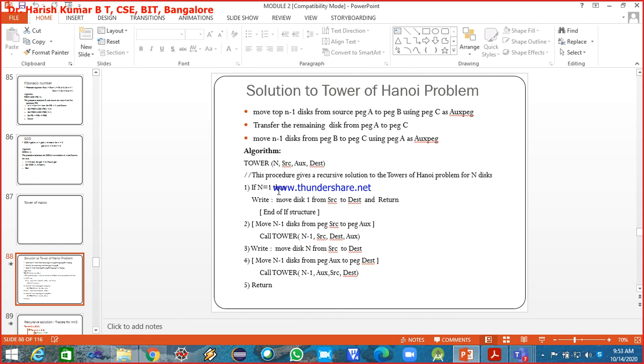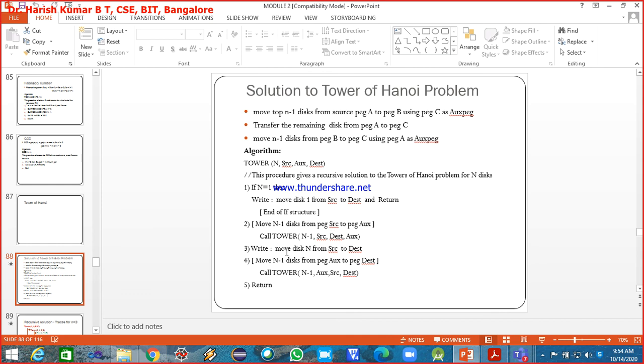So if n is not 1, move n minus 1 disks from the source peg to the auxiliary peg, from A to B, using the destination as temporary, or you can say auxiliary. And then we call the function again. Call tower with n minus 1, moving the n minus 1 disks from source to auxiliary. Observe here, this is my source. Move from source to auxiliary using destination as temporary.